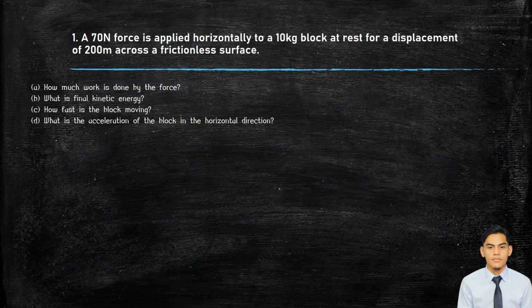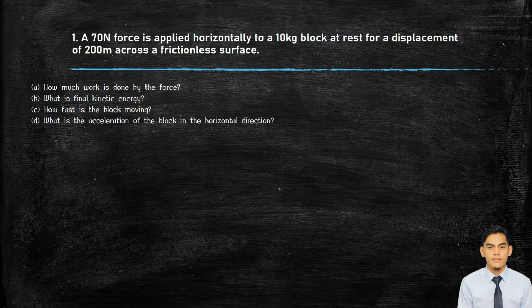Okay, so here is an example of the work energy theorem. We first read the question. A 70 Newton force is applied horizontally to a 10 kg block at rest for a displacement of 200 meters across a frictionless surface. So the first question, A, is how much work is done by the force. B, what is the final kinetic energy? C, how fast is the block moving? D, what is the acceleration of the block in the horizontal direction?